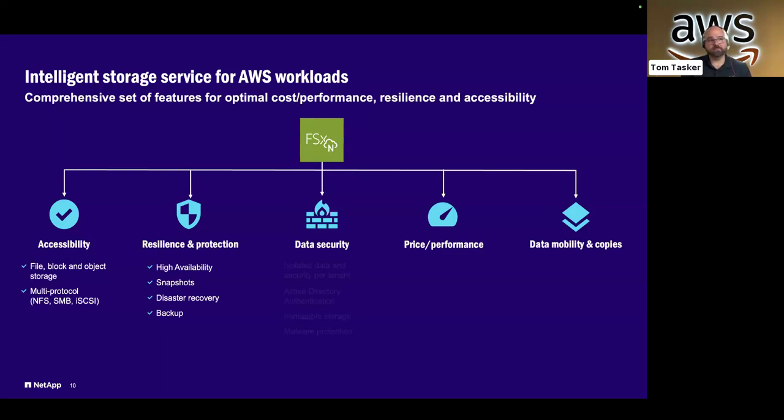For data security, we have that isolated data and security tenant. Again, it's ONTAP under the hood. So if you are using storage virtual machines today, if you have multi-tenant environments that connect to different Active Directories, to different domains, that is all there and available for you exactly as it is today in your current environment.